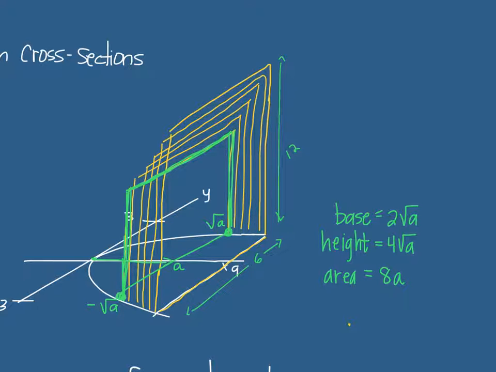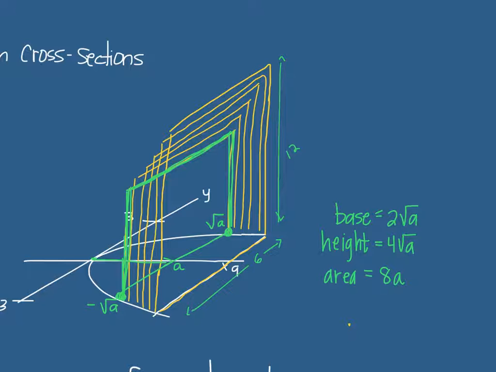Does that match what we did at the end? We said our last rectangle, the biggest rectangle at the end, had an area of 72 because it was 6 by 12. But if we did it by the formula here, 8A, what is the A value of that final rectangle? 9. So 8 times 9 is 72. So that confirms that that is the area.